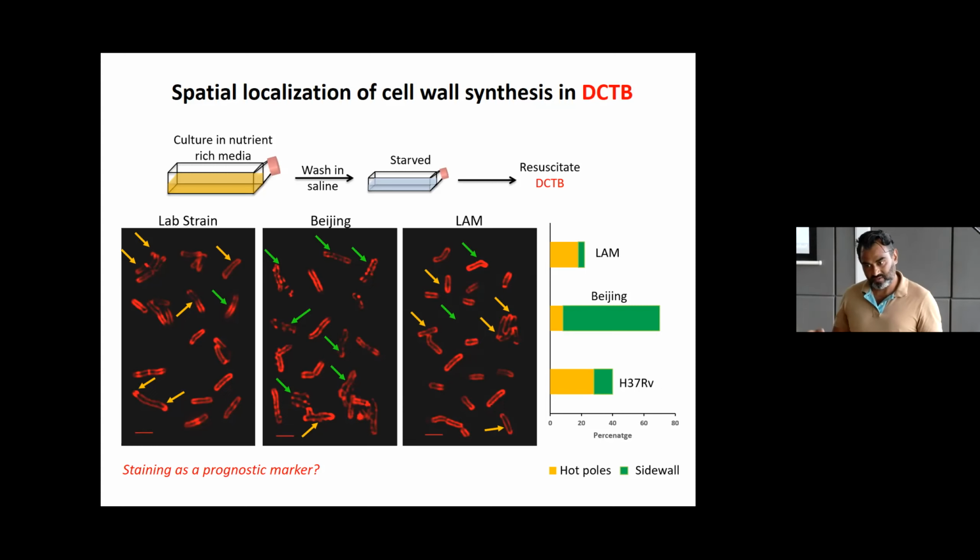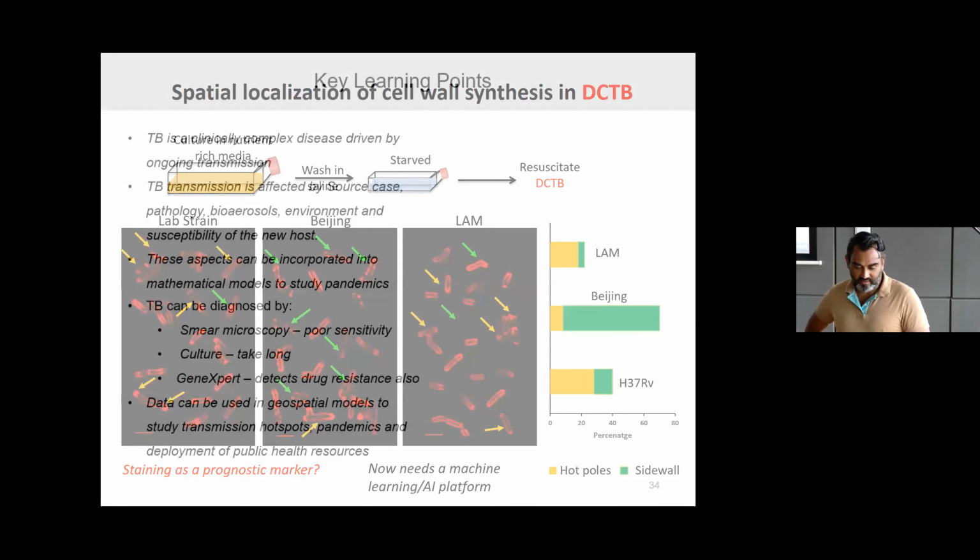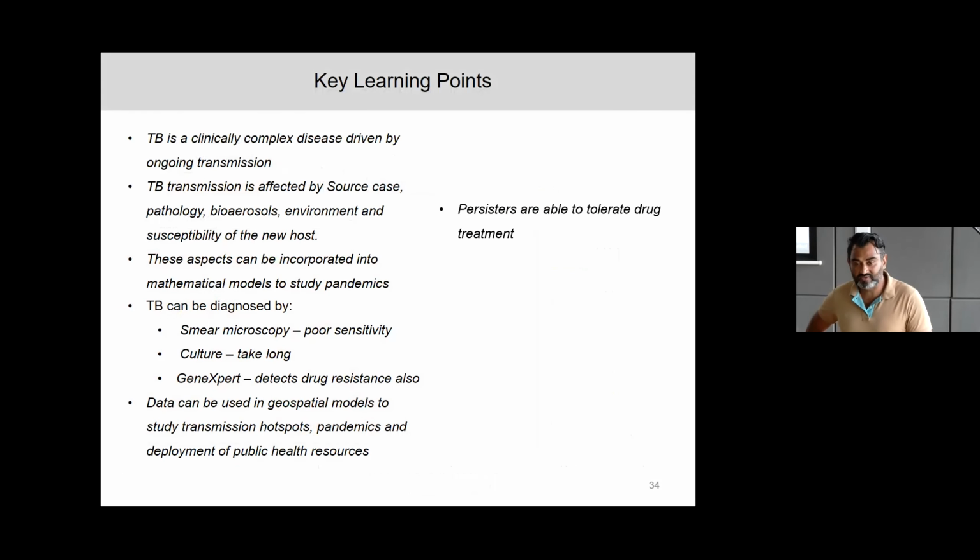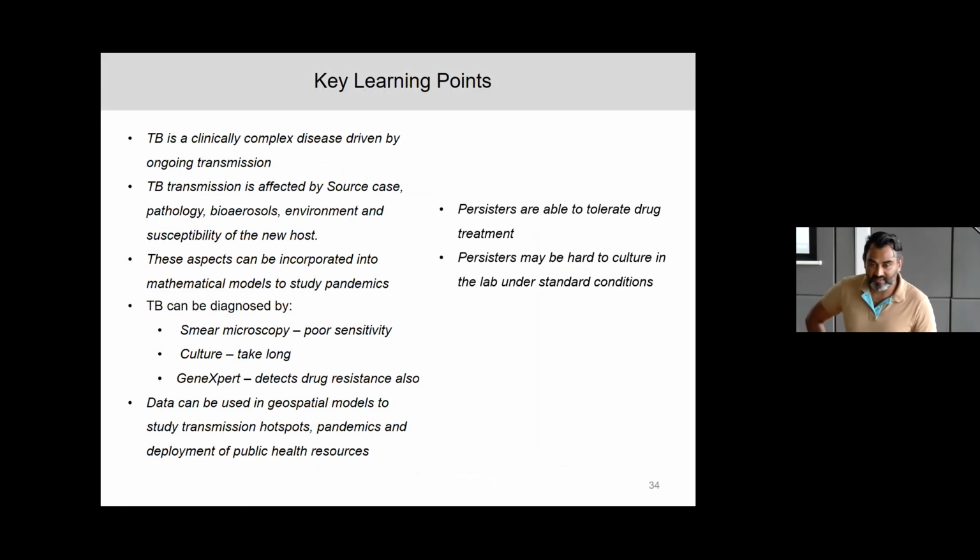I think where we now need help is how do we develop computational algorithms that can do this quickly and with a reasonable degree of accuracy. Okay, and so that brings me to the end. I just want to summarize this bit. Persisters, remember, take your drugs, guys. Persisters are drug tolerant. You need to be able to finish your treatment, but they're hard to culture.